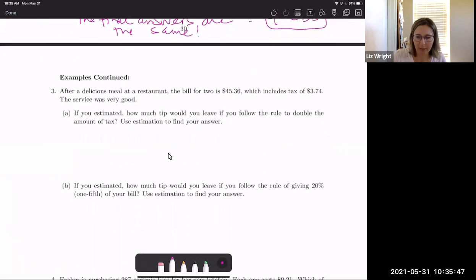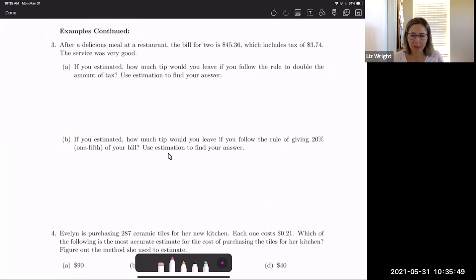All right, so let's look at number 3. After a delicious meal at a restaurant, the bill for 2 is $45.36, which includes tax of $3.74. The service was very good. If you estimated, how much tip would you leave if you follow the rule to double the amount of tax? Use estimation to find your answer.